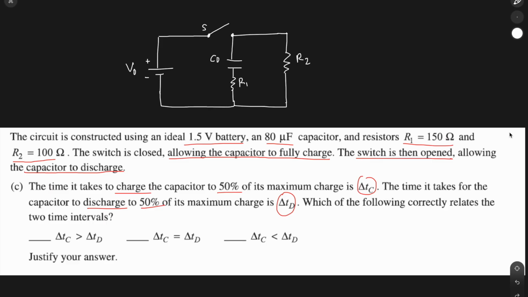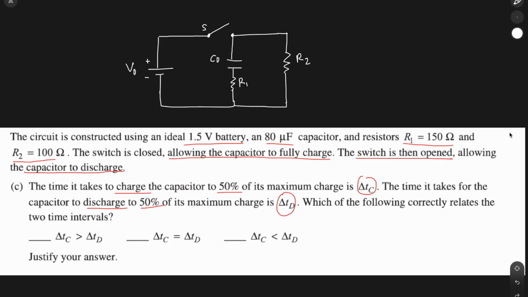We were being given some additional information, and I redrew the circuit at the top just so that we can have a visual of the circuit at all times. So let's go ahead and read. The circuit is constructed using an ideal 1.5 volt battery, an 80 microfarad capacitor, and resistors R1 is 150 ohms and R2 is 100 ohms. The switch is then closed, allowing the capacitor to fully charge. Then the switch is opened, allowing the capacitor to discharge.